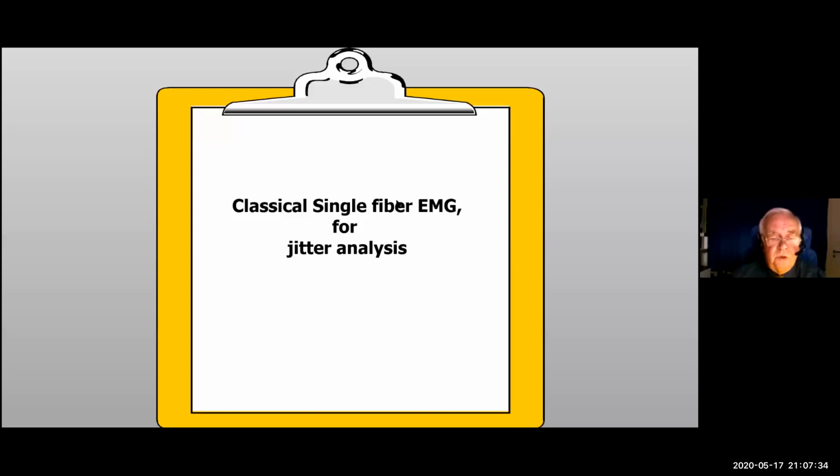When we talk about single fiber EMG, we can measure different things, fiber density and propagation velocity, but here today it's only jitter analysis, neuromuscular transmission, that we are going to talk about.